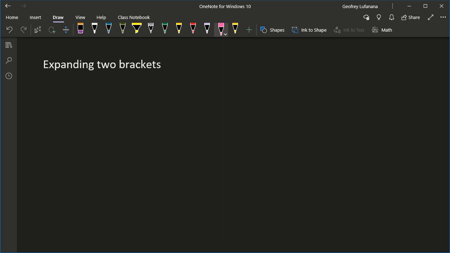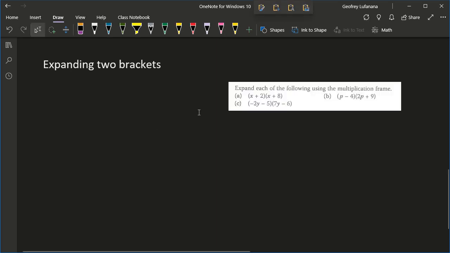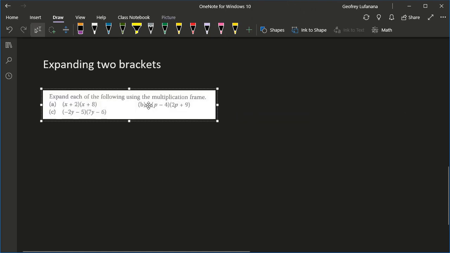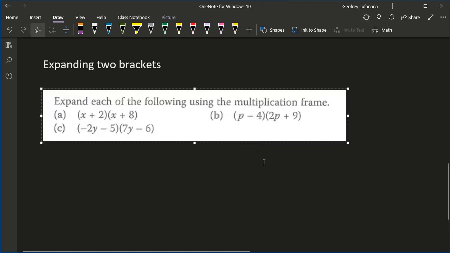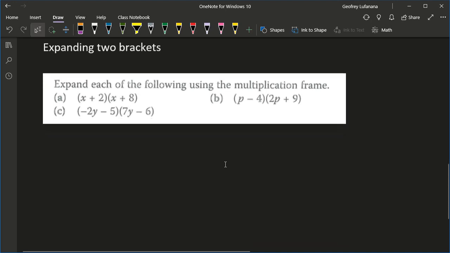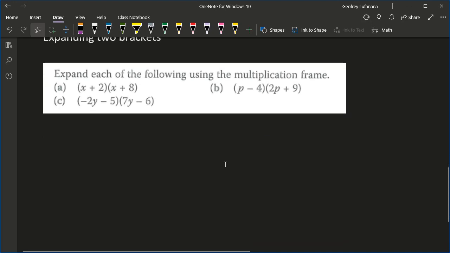Welcome. In this video, we are going to be discussing how to expand two brackets. I'm going to use this example to illustrate the expansion of two brackets. In our previous video, we talked about expanding one bracket and an expression and one bracket. That's, for example, x into x plus 3, and we are going to apply that concept.